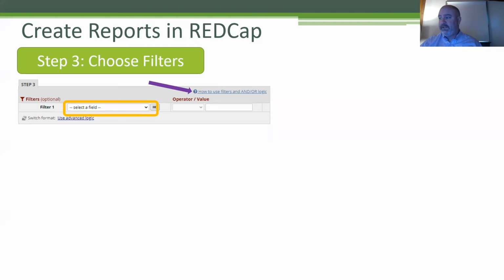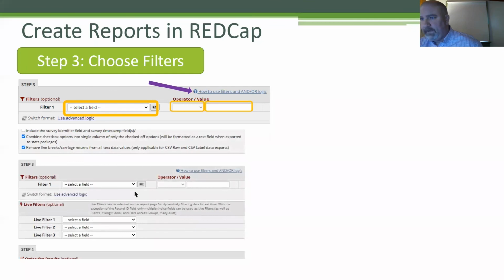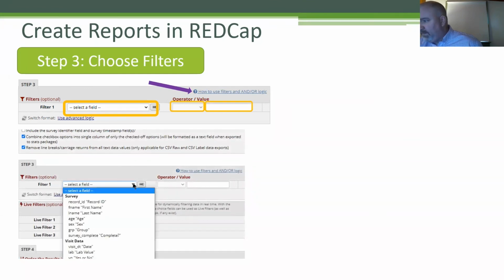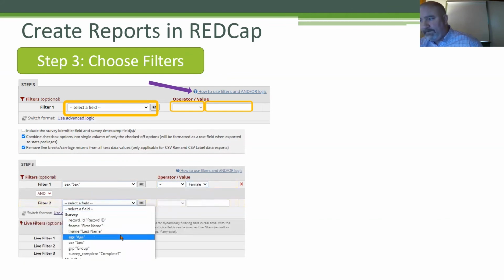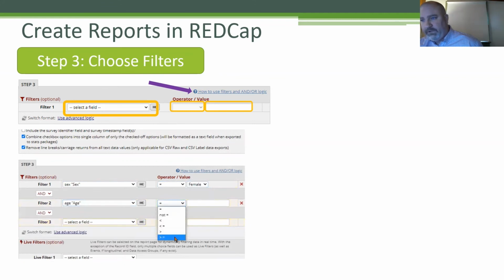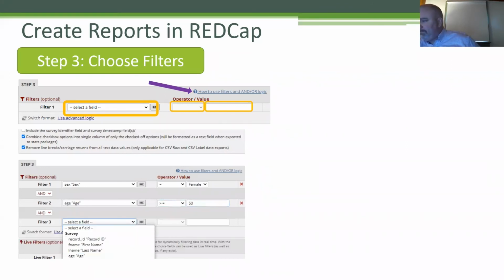To add a filter, select a field that you wish to filter on, after which you will need to set both an operator and a value. And here we'll set up the filter logic to show participants who are female, 50 years of age or older, and belonging to group C.